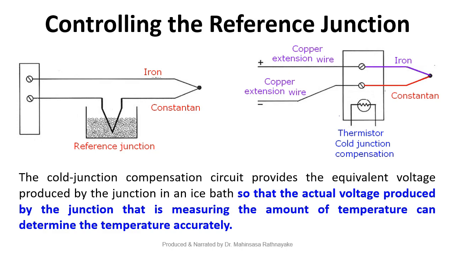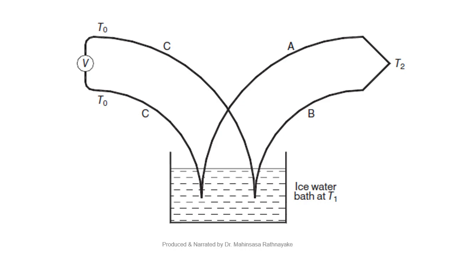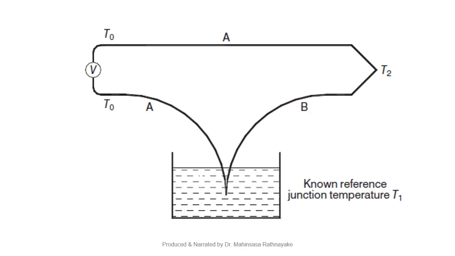Using the compensation circuit, we can reach the actual temperature based on the reference temperature. As you can see in this figure, there's an ice water bath at T1 and the unknown temperature is T2. So based on this reference temperature, we can find out the unknown temperature. Another example would be we can use a known reference junction temperature in addition to the ice water bath.